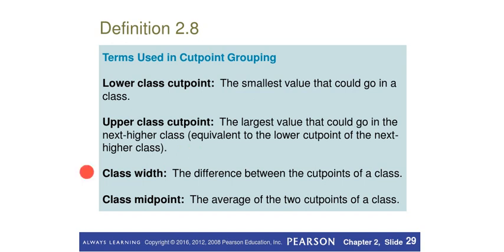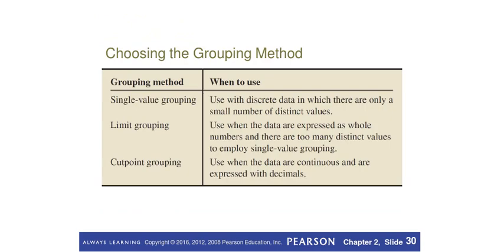The class width is the difference between the cut points of a class. So this upper class limit, by the way, is kind of like saying 50 and 40 in our last group. Class width right here is the difference between the cut points, and then the class midpoint is the average of the two cut points of a class. We'll come to an example where we show this in Excel, and I'll talk about those.